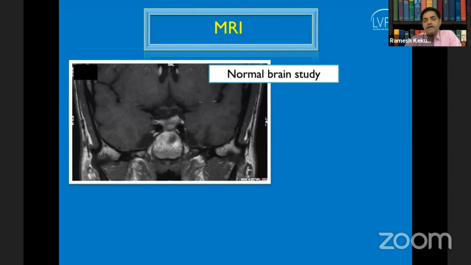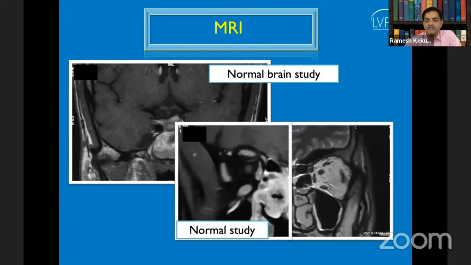Generally, I get a MRI study done in this patient. You can see on the left side, normal MRI. On your right side is patient's MRI. On the left side is normal MRI. See how thin the muscle becomes.